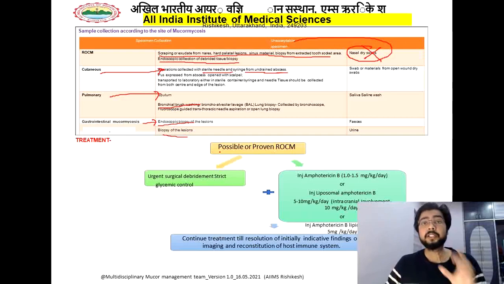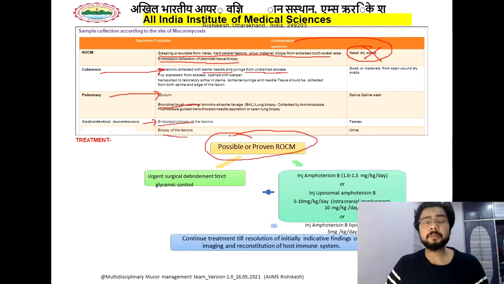Now coming to the treatment or the management part, a very important thing. If rhinocerebroorbital mucormycosis is possible or proven, you will straightaway move to the management. That means urgent surgical debridement. Why? Because this disease doesn't give you time.